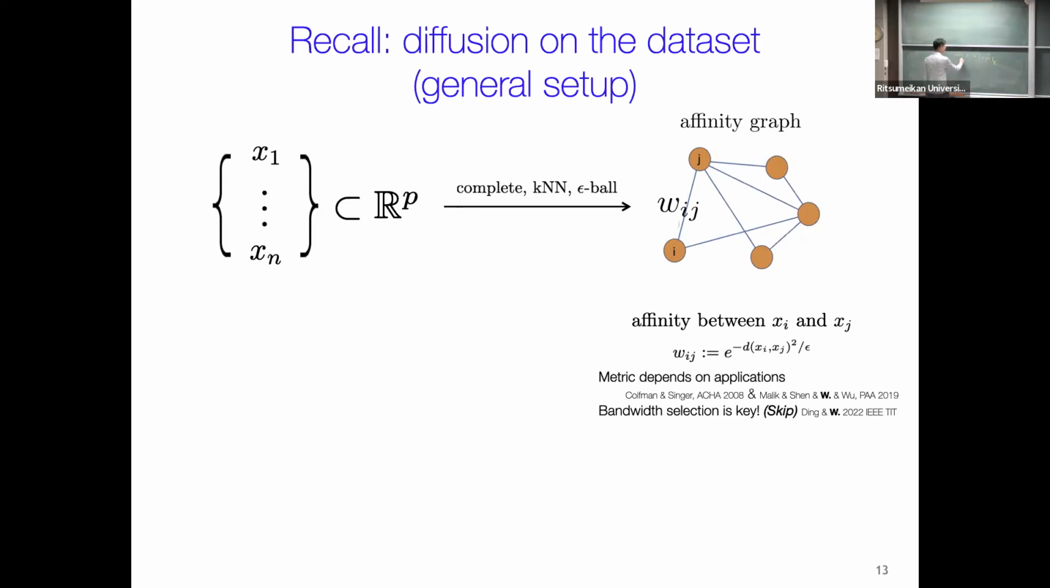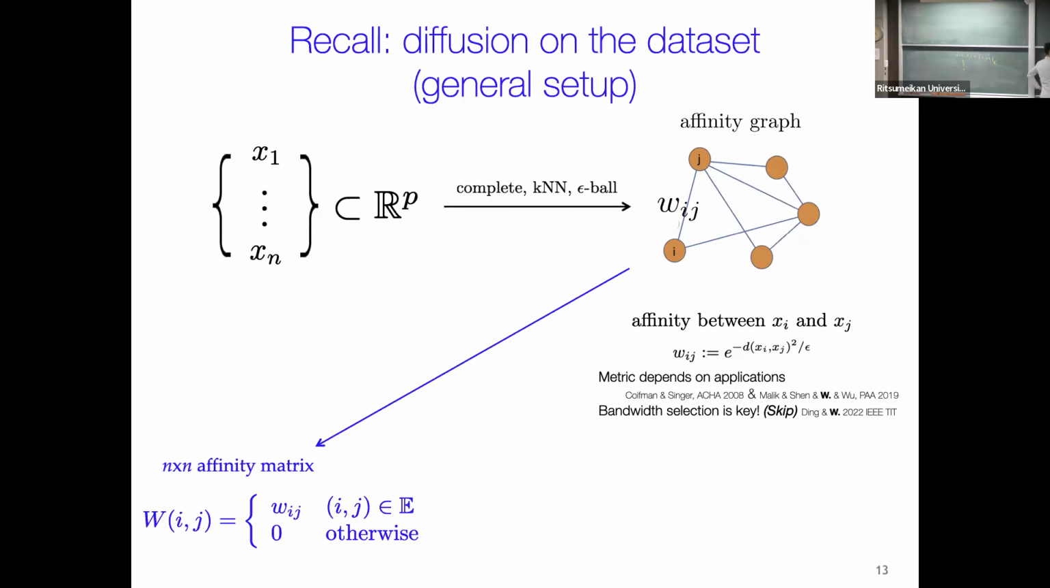Or you can do something which we will introduce in a bit. We will take the covariance matrix to design a metric so that we can get intrinsic information. That will be another thing which we'll talk about. And bandwidth selection, this epsilon, is actually also the key. How to choose epsilon plays also a critical role in the whole game. But today I will skip it, otherwise I have too much information. If you are interested in it, you can read a paper I published in IEEE Transactions on Information Theory last year.